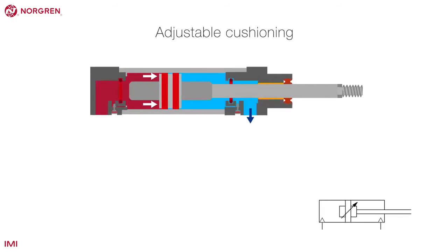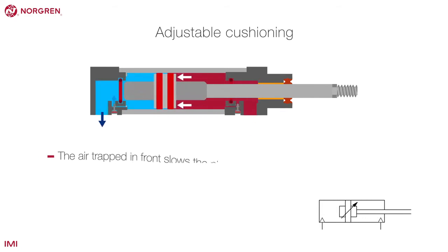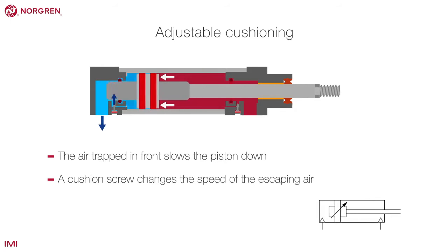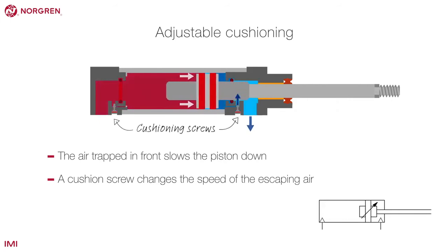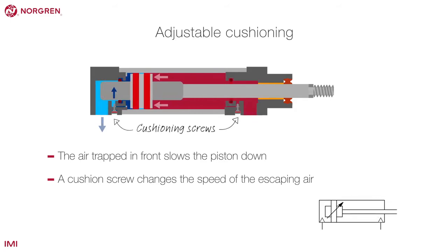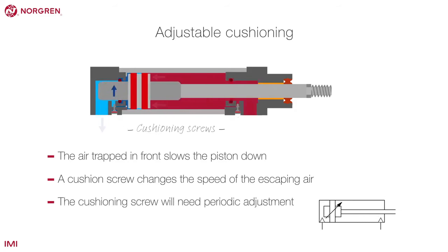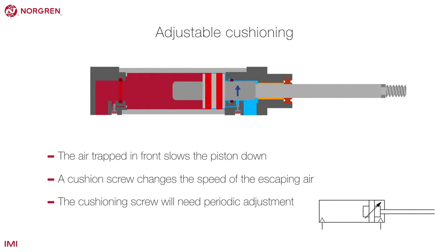As the piston rod approaches the last part of its stroke, the air trapped in front slows it down. An adjustable cushion screw changes the speed at which the air is able to bleed from the cylinder, therefore altering the amount of cushioning. The cushioning screw will need periodic adjustment depending on application and usage.